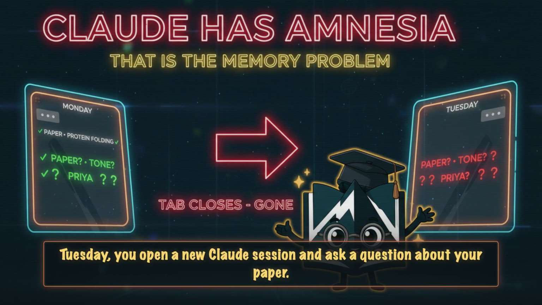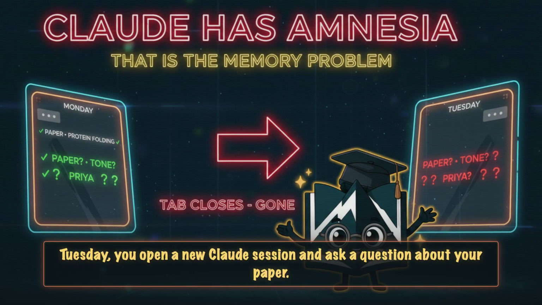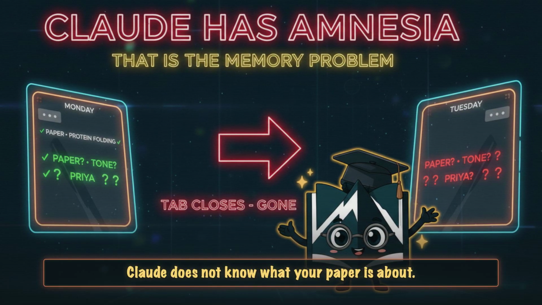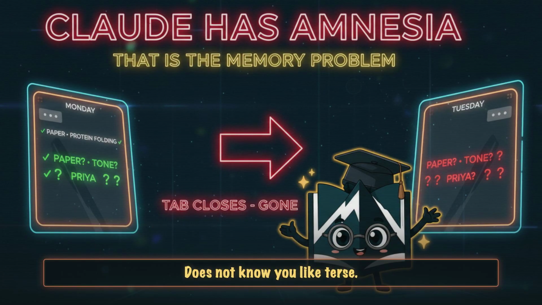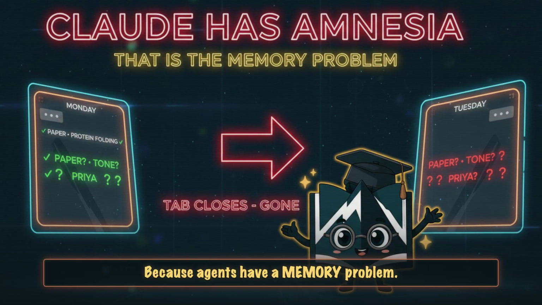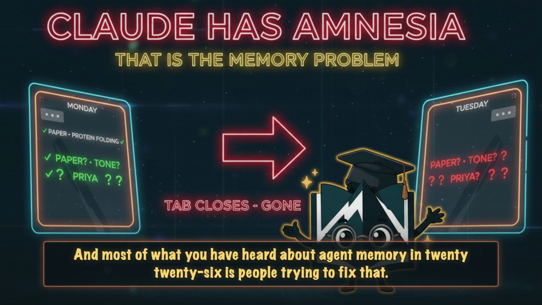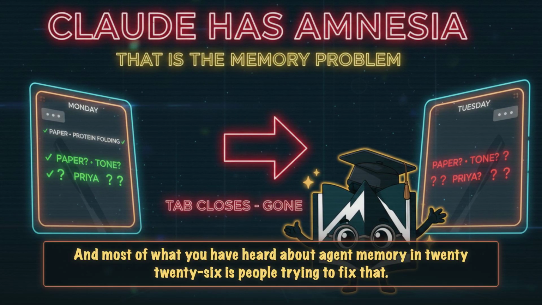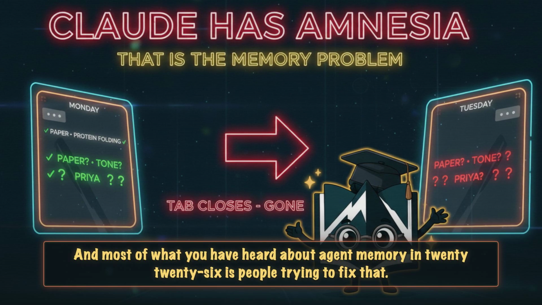Tuesday, you open a new Claude session and ask a question about your paper. Claude does not know what your paper is about, does not know you like terse, never heard of Priya, because agents have a memory problem. And most of what you have heard about agent memory in 2026 is people trying to fix that.